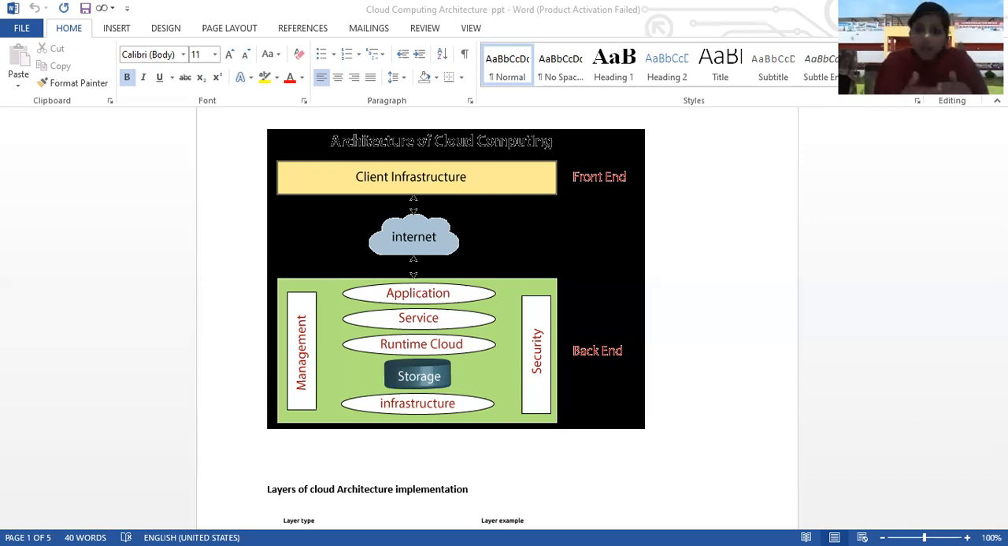It contains the client side interface and applications that are required to access the cloud computing platform. Our front end includes web browsers, including Chrome, Firefox, Internet Explorer, and so on, right? Then thin and fat clients. We have discussed in my previous lecture what a thin client is; we studied thin and fat clients in the previous lecture only, right? And mobile devices.